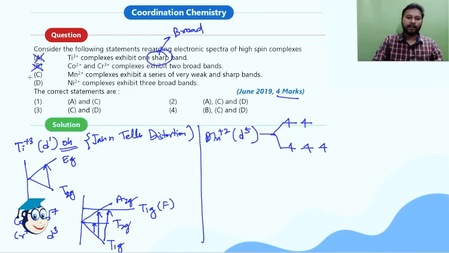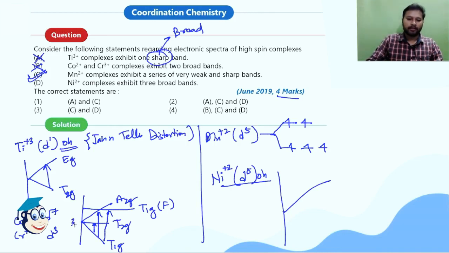So the third statement is the correct statement about manganese in +2. Talking about the last one, where it says that nickel in +2 exhibits 3 broad bands. If I talk about nickel in +2 state, this is actually a d8 species, right? A d8 octahedral species. Again, you have to draw the Orgel diagram of this. So the Orgel diagram will be something like this.